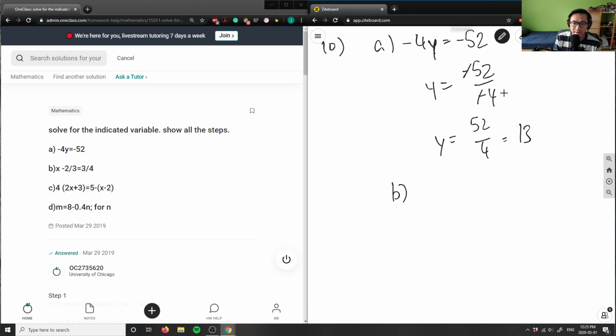B is asking x minus 2/3 equals 3/4. So again, I want to get rid of the negative 2 over 3 on the left side. So I'm going to add 2/3 to both sides. So I would get 3/4 plus 2/3 here.